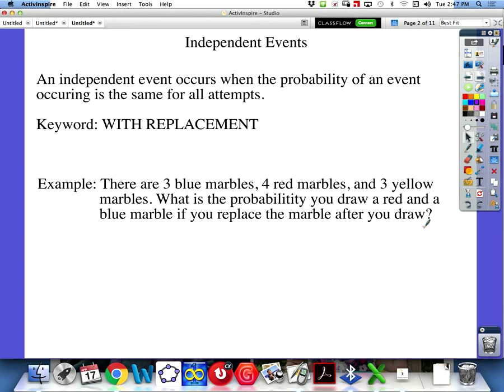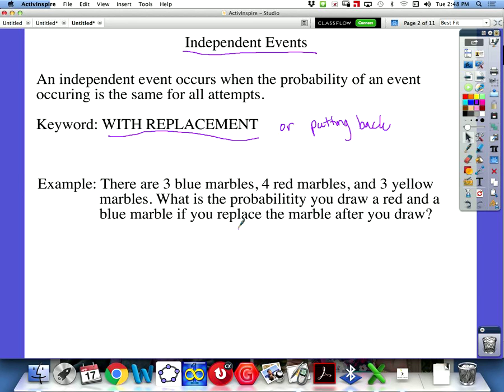So there's two kinds of compound probabilities. The first one is independent events. An independent event occurs when the probability is the same for all attempts. And the key word here is they normally say with replacement, or putting the object back into whatever it's being drawn from. And when it's with replacement, that means that if the probability was a half, the second time it's still a half.